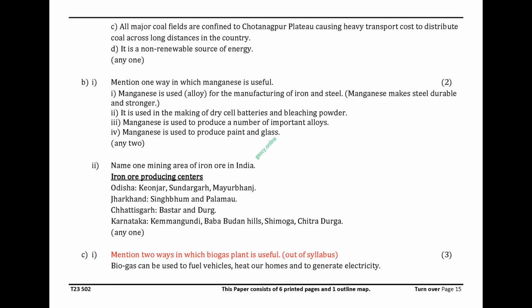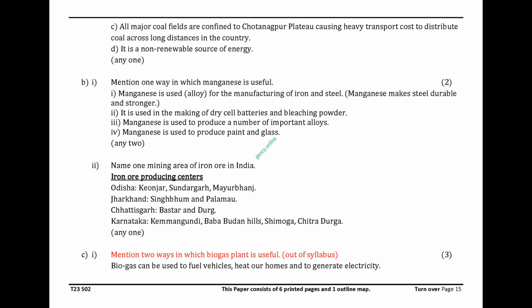Any one. Mention one way in which manganese is useful. Manganese is used as an alloy for the manufacturing of iron and steel. Manganese makes steel durable and stronger. It is used in the making of dry cell batteries and bleaching powder. Manganese is used to produce a number of important alloys. Manganese is used to produce paint and glass.